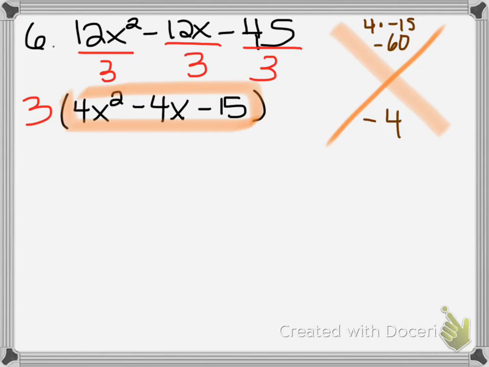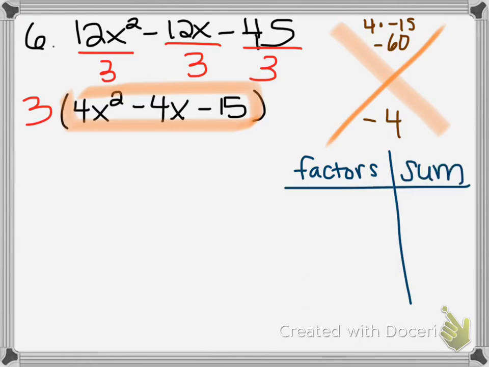So unlike the other case that I did with you, 4 and negative 15 aren't going to add up to give me negative 4. So I'm going to do my table of factors. So normally I start with 1, and I'll write it on there. So if I do a positive 1 and a negative 60, that gives me negative 59. And so you might be asking, how do I know that I should do negative 60 instead of negative 1?